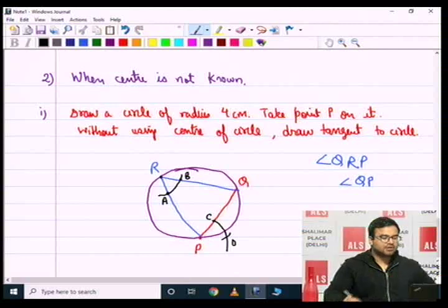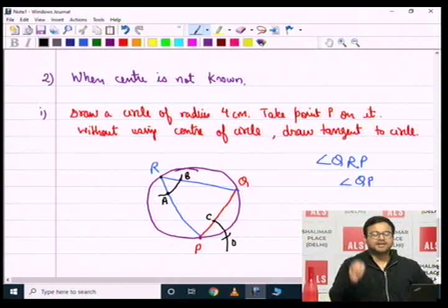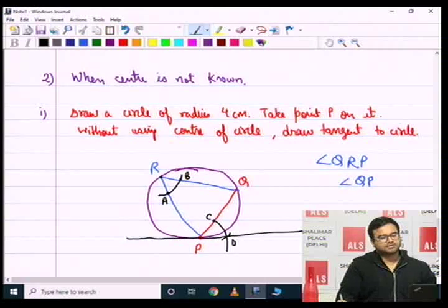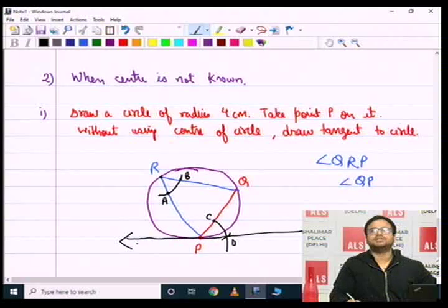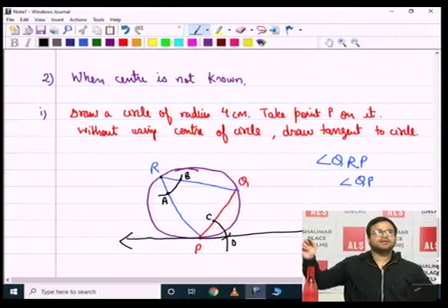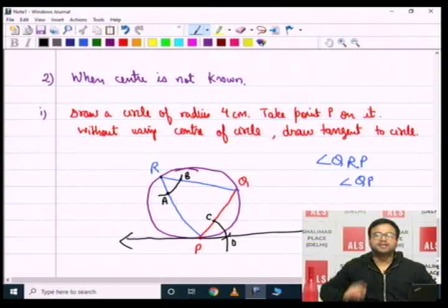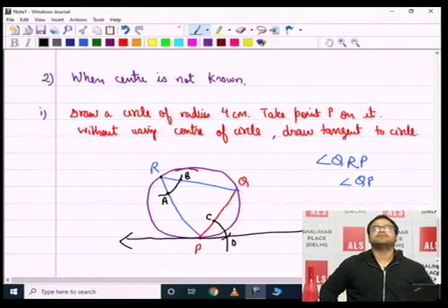Now from points P and D, draw a line passing through P and D. With the help of a scale, draw a line like this. This will be your required tangent. You will see that this line touches the circle at only one point, which is P.